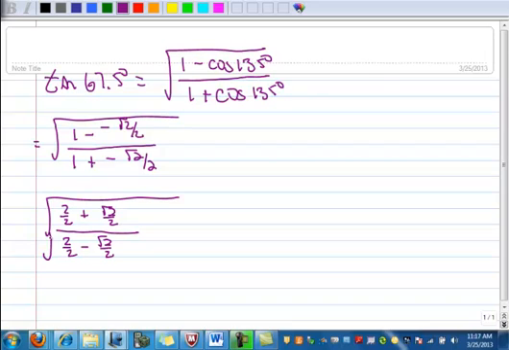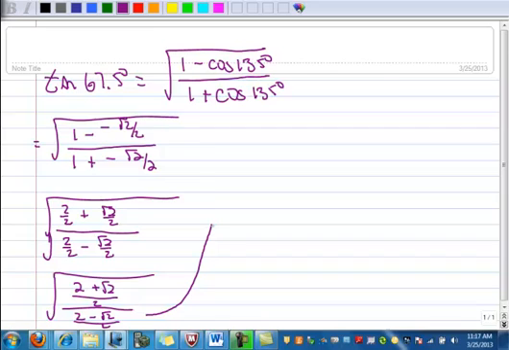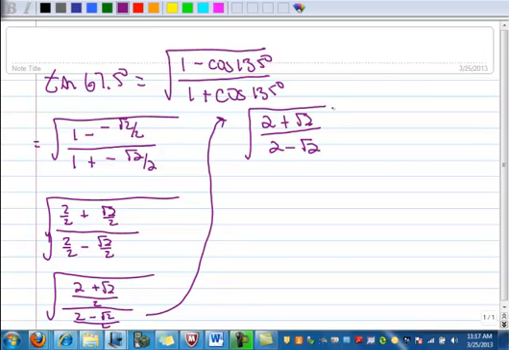This radical's longer here. And so that becomes 2 plus the square root of 2 all over 2, all over 2 minus the square root of 2, all over 2. Moving that up here. Denominators in the numerator and the denominator are the same, so I can get rid of that. So 2 plus the square root of 2 all over 2 minus the square root of 2.